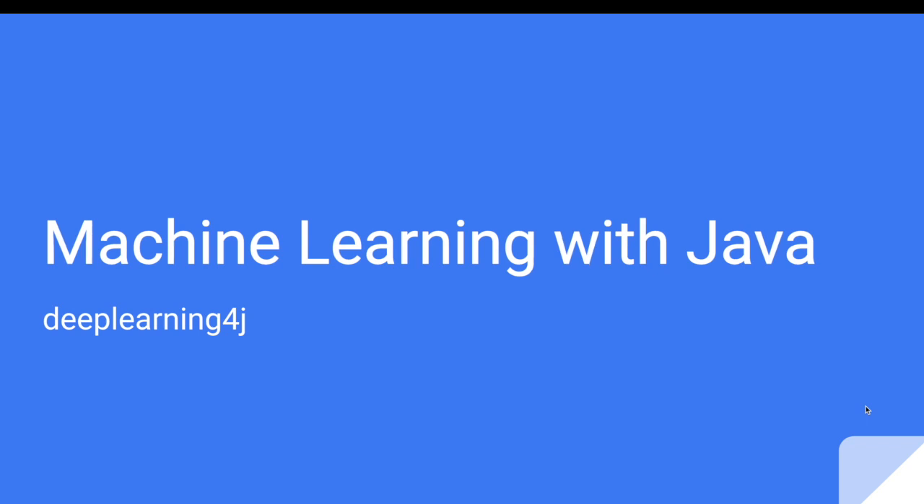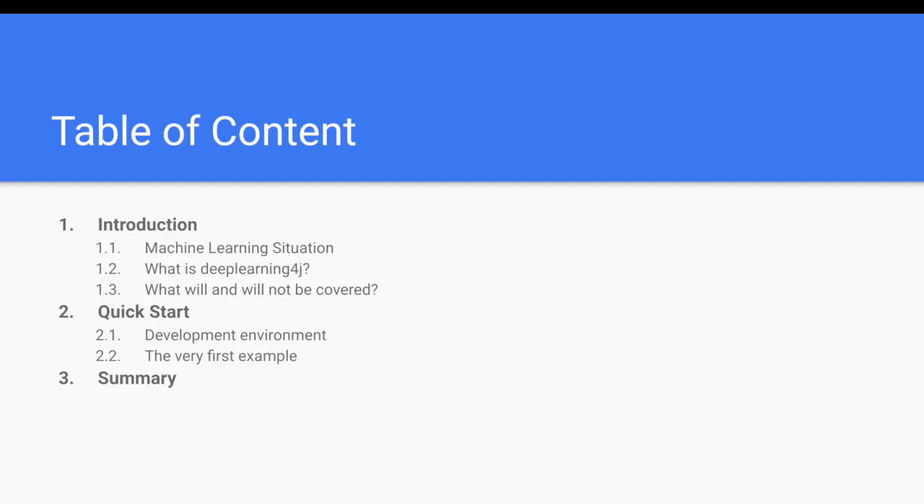Today we are going to talk about machine learning with Java. You might know Deeplearning4J is one of the most successful open source libraries for machine learning purposes in Java. So today we are going to use it in our introduction and the example development. First of all, I'm going to split the talk today into three parts: introduction, quick start, and the summary.